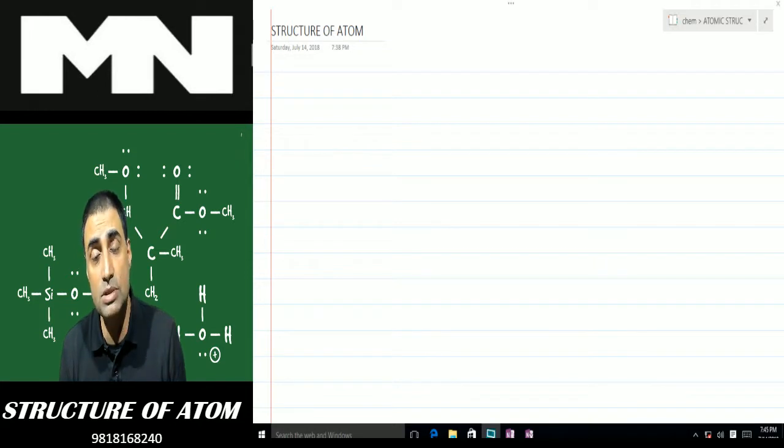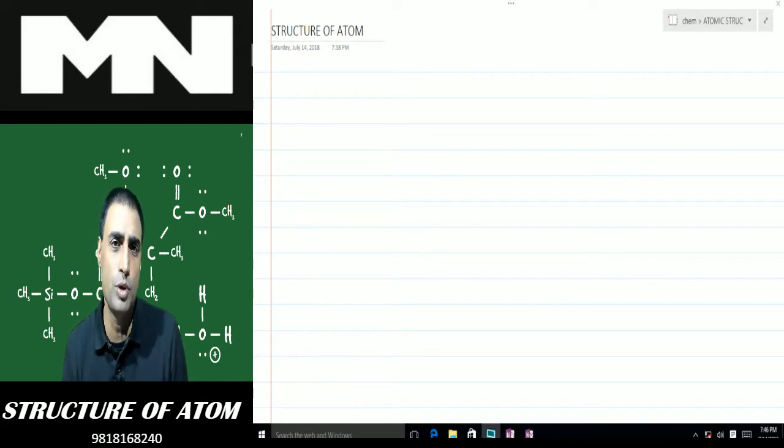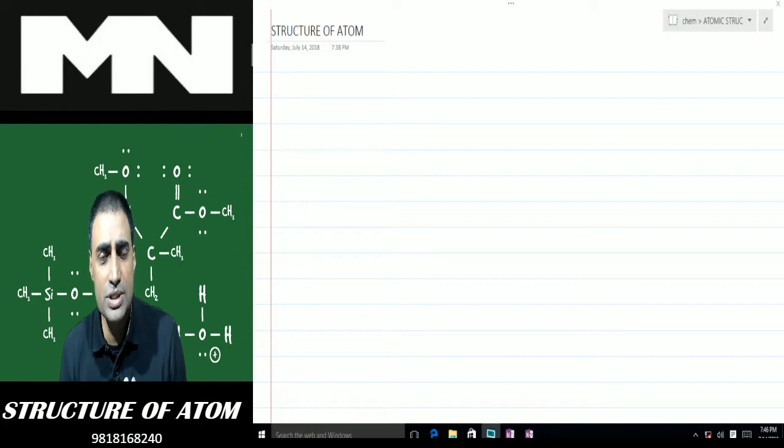Then there was a student of Rutherford, Neil Bohr, who was conducting this experiment with Rutherford. He had certain serious objections regarding Rutherford's experiment. So from there our 11th standard structure of atom starts. But before moving to the drawbacks of Rutherford's model, we'll study electromagnetic radiations. We'll see what electromagnetic radiations are, and we'll see some formulas for that.